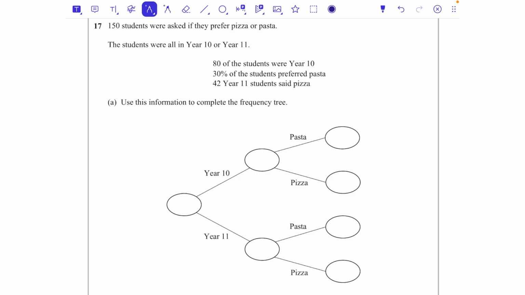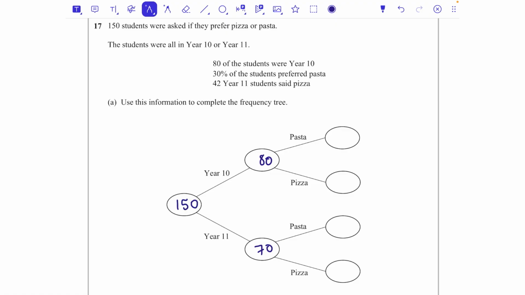Question number 17. 150 students were asked if they prefer pizza or pasta. The students were all in year 10 or year 11. 80 of the students were year 10. Right, so straight away we can put 150 at the beginning here and 80 in year 10. And then I can do 150 take away 80 to give 70 year 11 students.